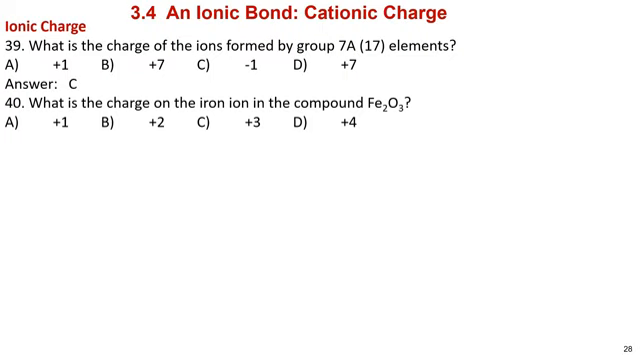Fe2O3. How do you find the charge on the iron atom? Oxide is 2 minus. There are 3 of them. Therefore, the total charge on the 2 iron atoms is 6. Therefore, 1 iron atom each is equal to 3 plus. That's how you get C as the correct answer.